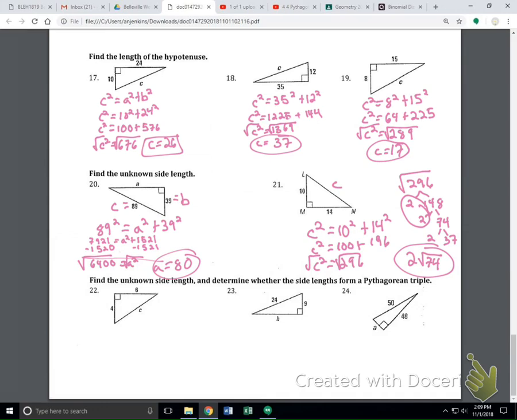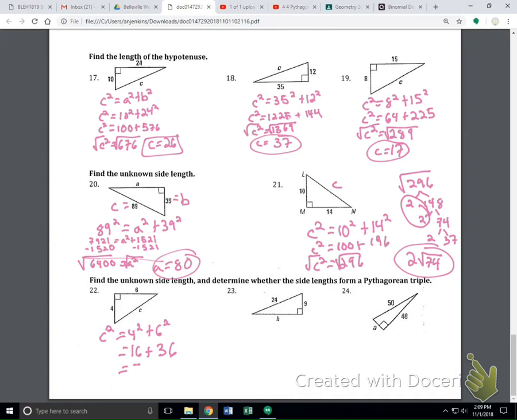We have one more group of problems, 3 last ones, and I think we'll be able to finish them. Find the unknown side length and determine the length to form a Pythagorean triple if they perform a Pythagorean triple. So we're looking for c squared, or c here, so we have c squared equals 4 squared plus 6 squared, which equals 16 plus 36.